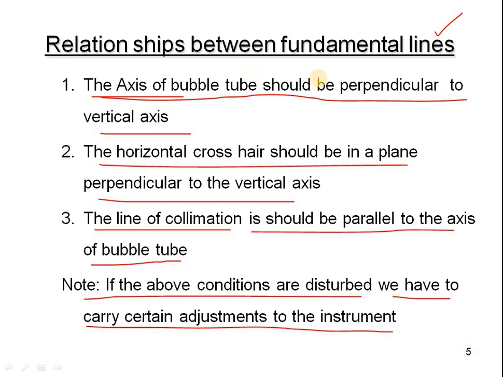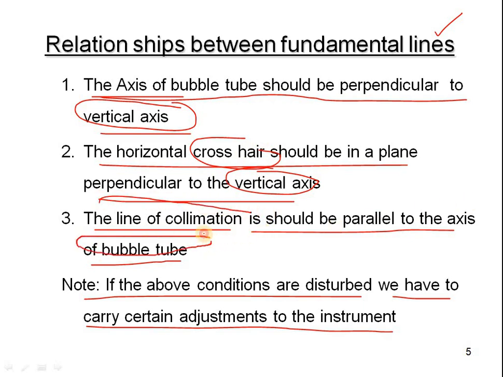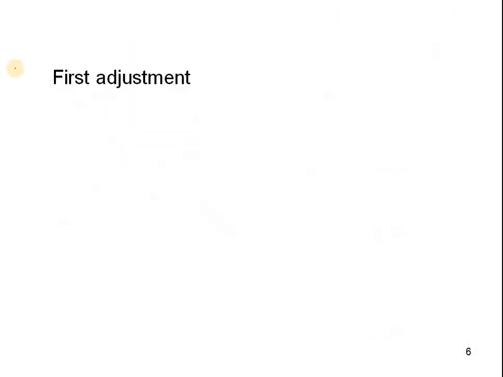Here the axis of bubble tube should be perpendicular to the vertical axis, and the horizontal crosshair should be in a plane perpendicular to the vertical axis. And the line of collimation should be parallel to the axis of bubble tube. So these three relations are very important.